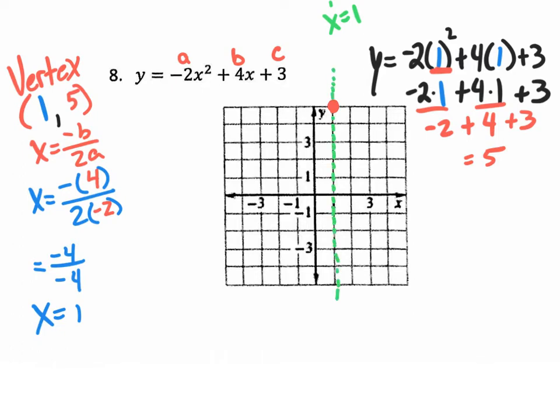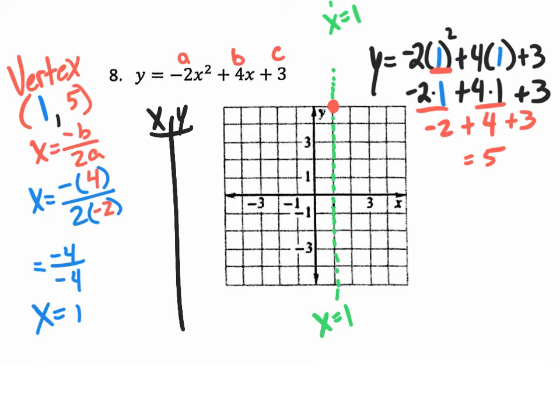Now, again, if they asked you for the equation of this axis of symmetry, what do you say the equation is? X equals 1, that's right, that's the equation. The vertical line is x equals 1 of that axis of symmetry that crosses through that vertex. Now, we definitely need more points. I could go to an XY table.